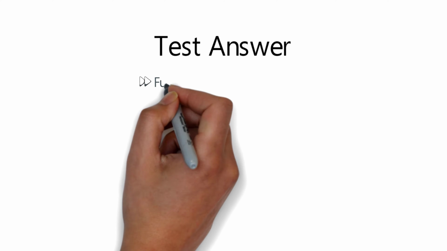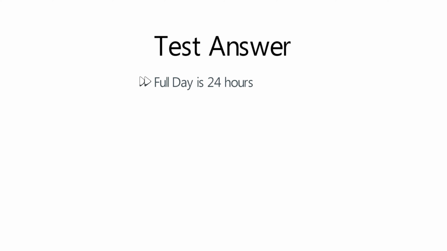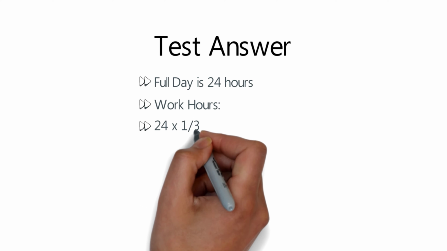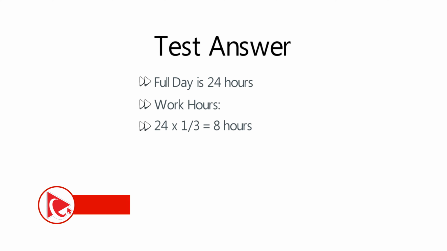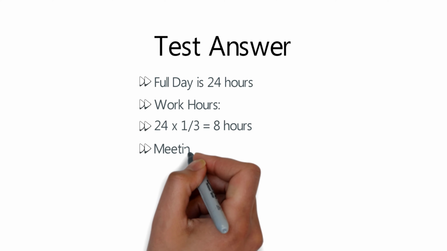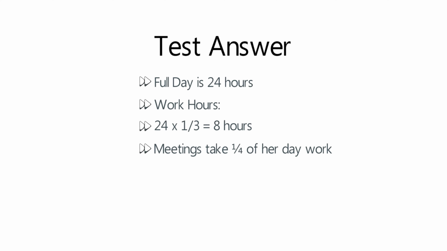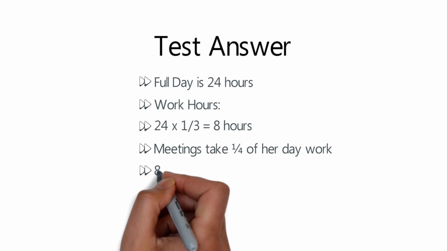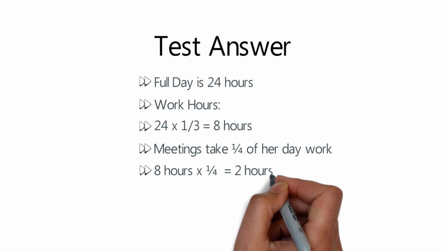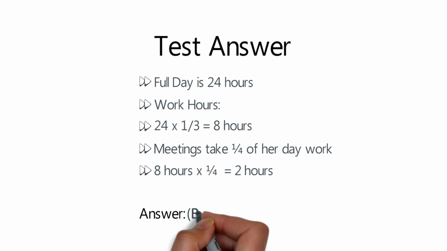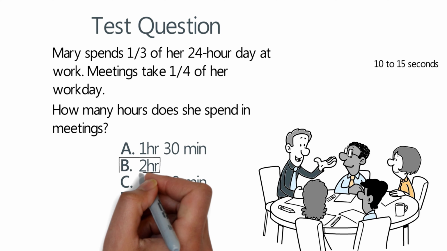As you might be well aware, a full day has 24 hours. Mary's working hours are very typical. They represent 1/3 of the full day, which is 8 hours. And we calculate it by multiplying 24 by 1/3, or actually dividing 24 by 3. Meetings take 1/4 of her workday. So to calculate how much time she spends in meetings, we need to multiply 8 hours by 1/4, and the result is 2 hours. So the correct answer is choice B, 2 hours. Hopefully you've nailed this question and now know how to answer similar problems in the test.